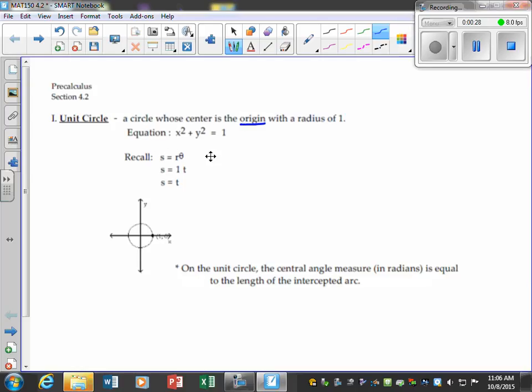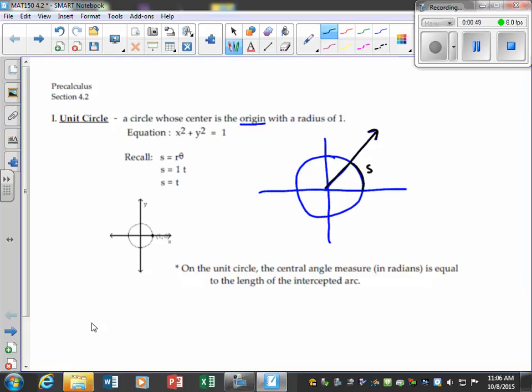So s is equal to r theta. And we can see the relationship, and that circle is going to be pretty small, so if I was to make that image a little bit bigger, then going through here, this is going to be our s, which is our arc length, and this is t in this case. So we let theta be t. Then s is equal to t for a unit circle. That's what that means. So the central angle measure in radians is equal to the length of the intercepted arc.